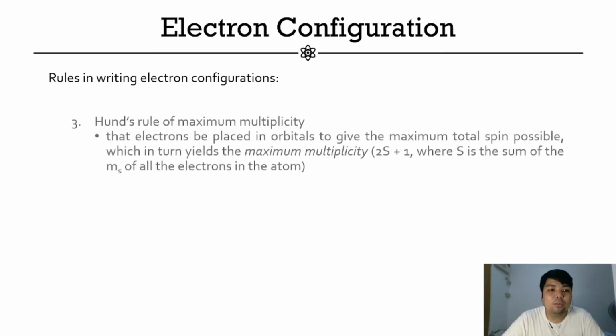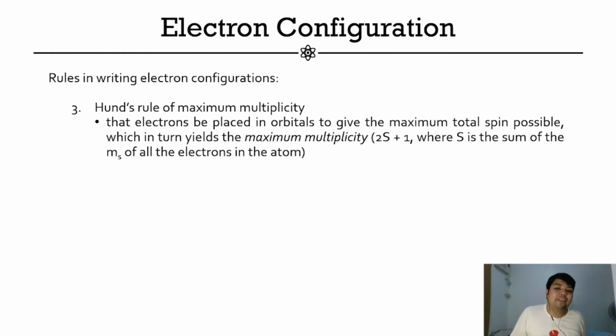Lastly, we have Hund's rule of maximum multiplicity, which states that when you're trying to distribute electrons in an atom with more than one orbital, you have to make sure that the distribution of the electrons gives you the maximum total spin possible, or, in the more technical term, the maximum multiplicity.